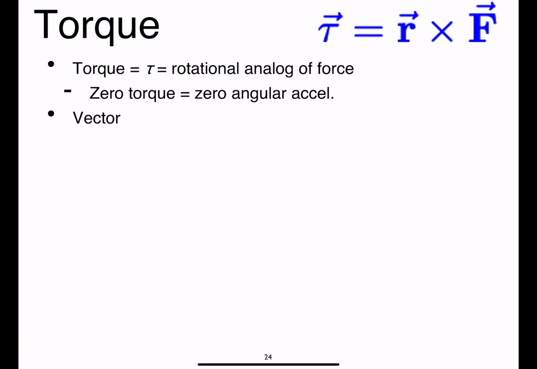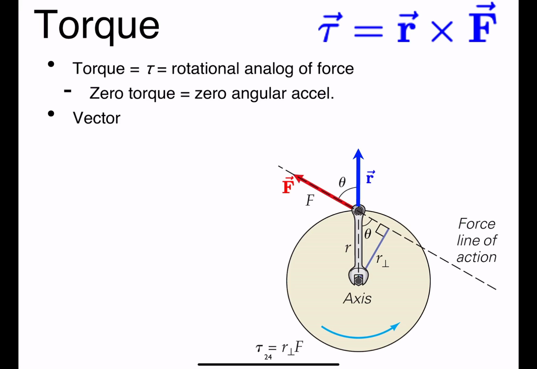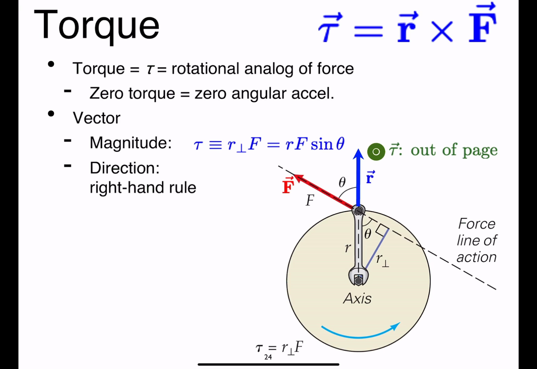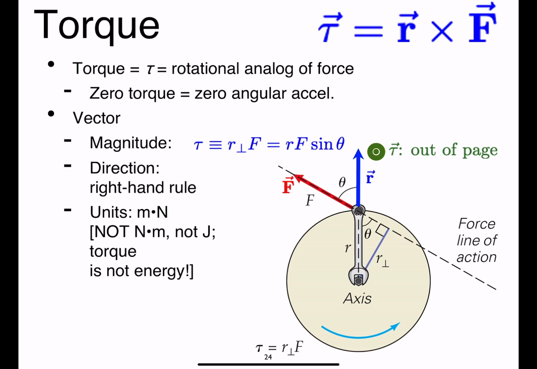It's a vector quantity. You will have to use a right-hand rule to find the direction of the torque. The unit for that is meters times newtons, not newton-meters, because newtons times meter gives you the joules. It's per the cross product rule. So torque here is r f sine of theta. Theta is the angle between r and f.